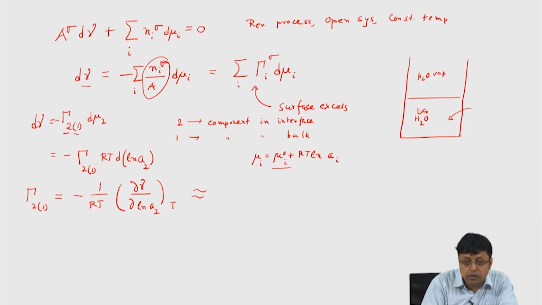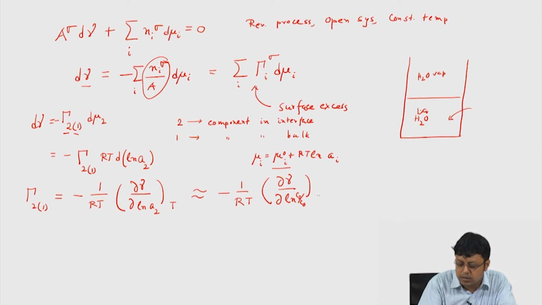Now, for dilute solution, we can approximate the activity to be equal to the concentration. So, we can write it something like this: del gamma del ln C2 at constant temperature. It will not be actually C2, to be very precise, it will be C2 by C0. It has to always be divided by the standard state, which is 1 mole per liter.